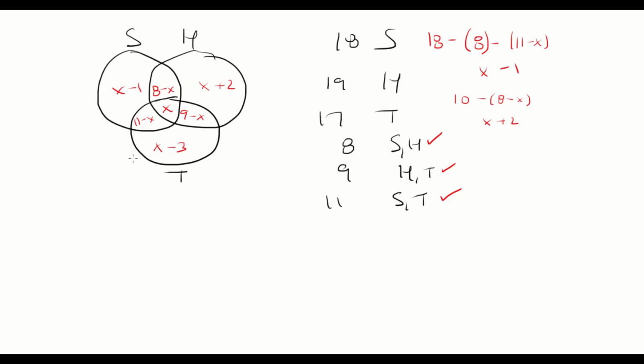Now, we're given that there's 30 students, so if I was to add all of these, I should get 30. So the easiest way to do this is to have a column for X's and a column for the constant. So I'm going to start outside, X minus 1, X plus 2, X minus 3, and then I could just do 11 minus X plus X is 11, and then I have 8 minus X and 9 minus X. So that'll be negative X plus 8, negative X plus 9.